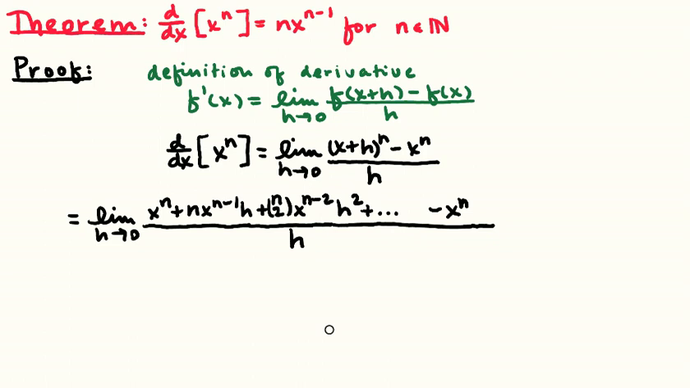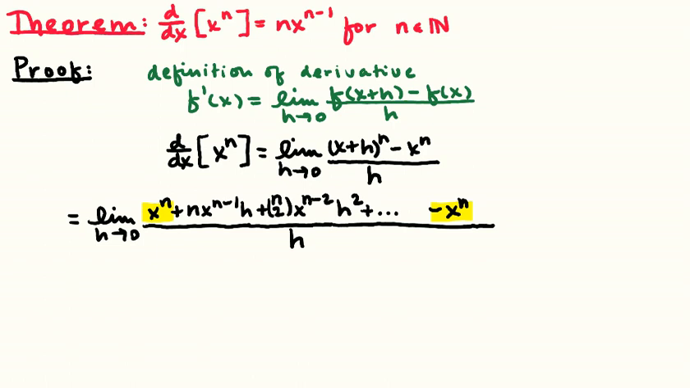Each term after that is going to have a higher and higher power of h. And the important thing about these terms, I've just kind of put them in as a ..., is that they all have more than one power of h in them. Okay? And then I'm subtracting x to the n and dividing by h. Well, what I'm going to point out is that the first and last terms are x to the n minus x to the n. So those are going to go away.